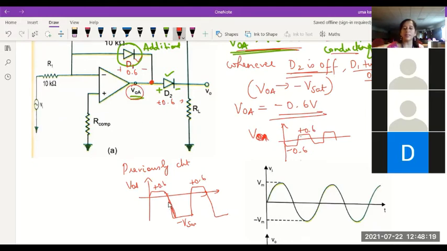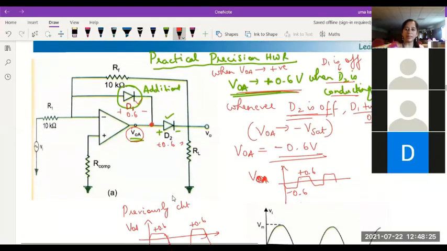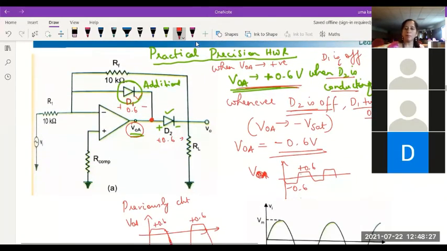Whereas in the first case, it had to change between plus 0.6 to minus VSAT. Okay, so just repeating this quickly. What happens in a practical precision half-wave rectifier? We are going to include one additional diode, and here we have also shifted the input signal to the inverting terminal. So let's try to analyze the working of this circuit.